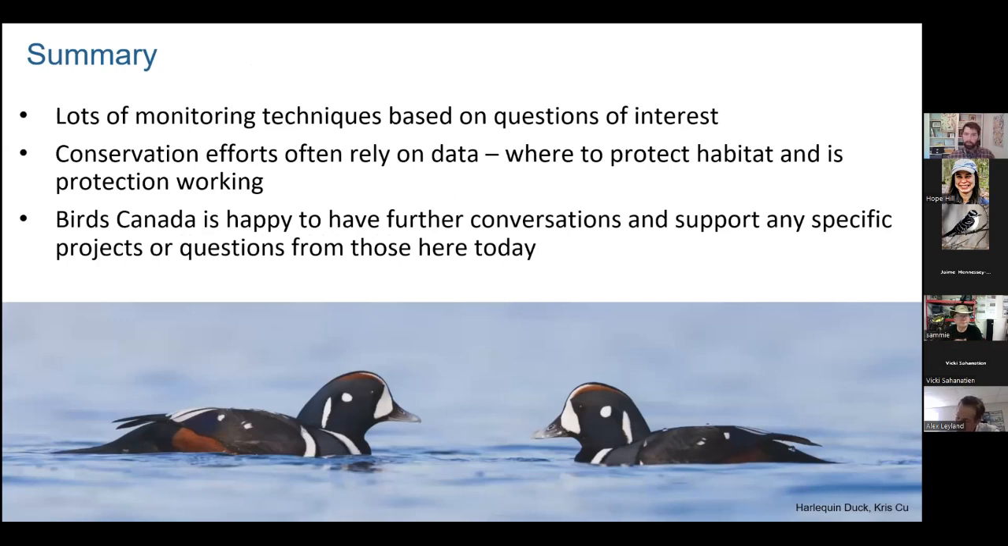And so, yeah, I touched on a whole range of monitoring techniques that can be used based on the questions of interest. A lot of conservation efforts continue to rely on both long-term and new studies and new monitoring techniques telling us where to protect habitat and where this protection is working, which has been a really key thing that conservation folks are trying to do more and more. And yeah, Gregor and I and BirdScan are really happy to have further conversations if there's any specific projects or monitoring techniques that folks are interested in more after today. But happy to answer some questions.